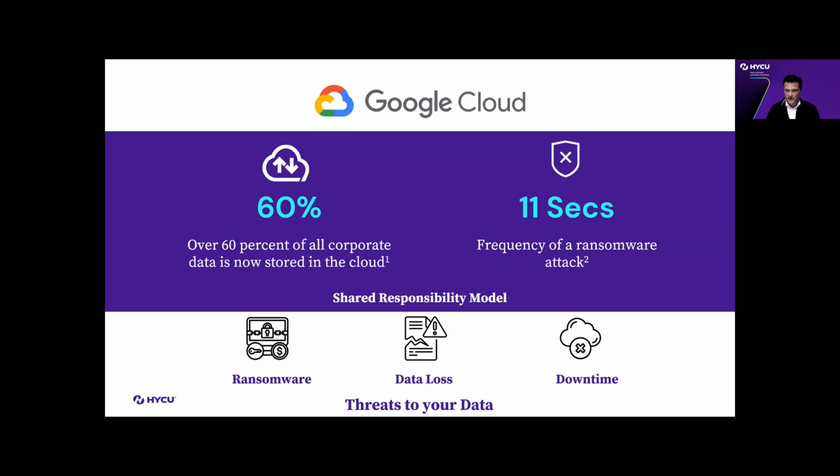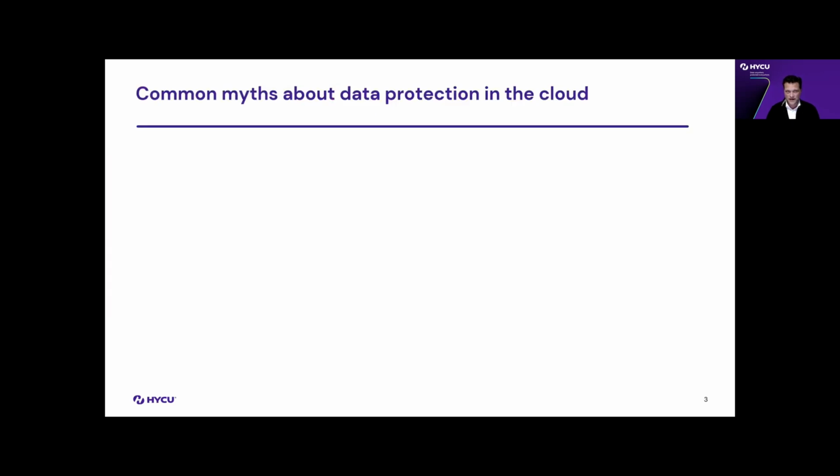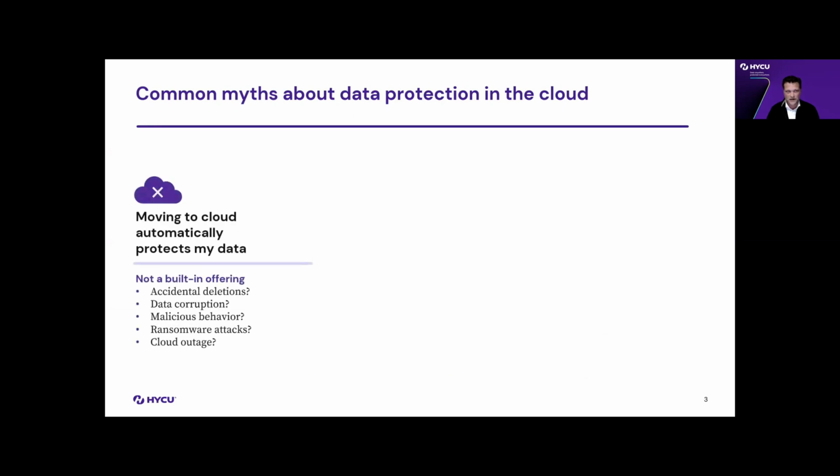When I talk to my customers, I quite often hear three counter facts that they say. Yeah, but data protection in cloud, why do I need it? Because when I have my data in cloud, it's already protected. That's what cloud takes care of. But back to that shared responsibility model again, everything around accidental deletions, your data corruption, your ransomware attacks, cloud outages, you're still responsible for that data and you still need to protect it. That's not by default done by any of the cloud providers.